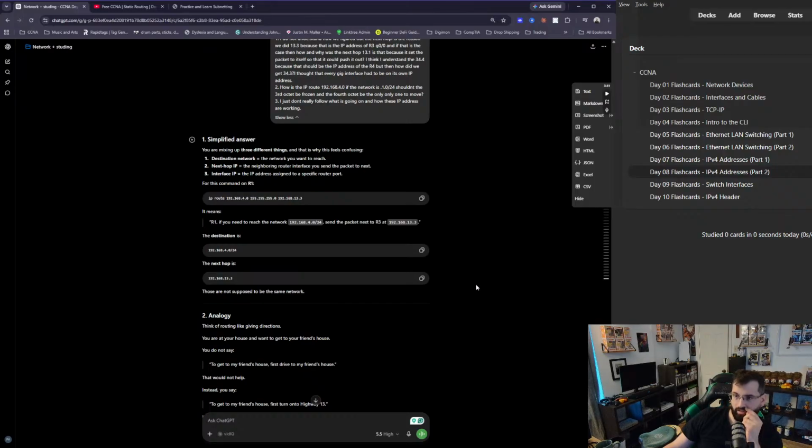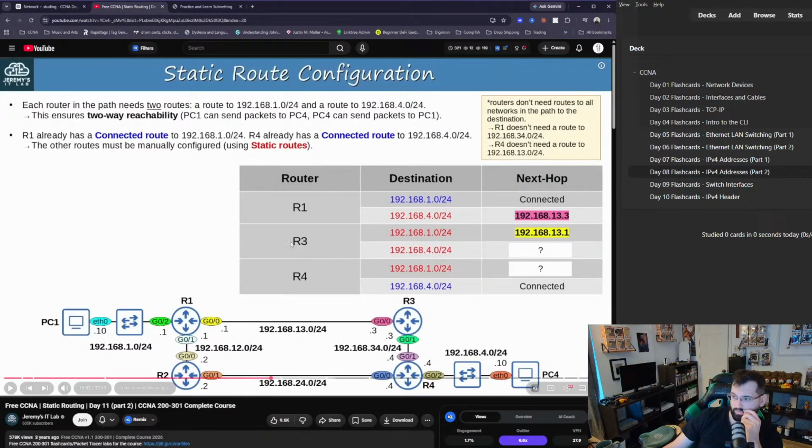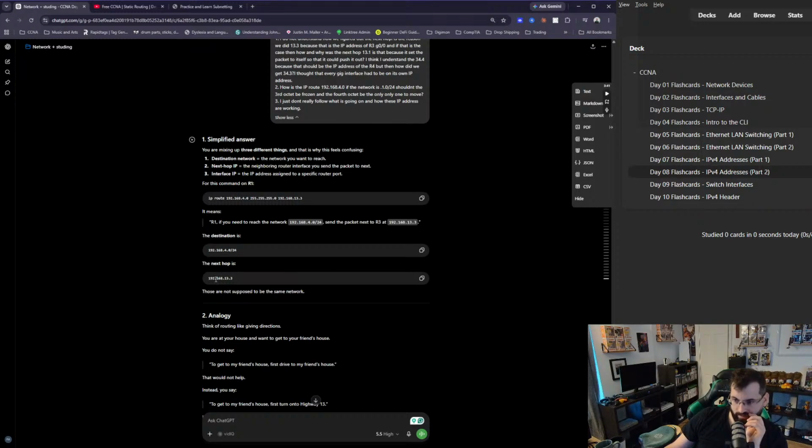Okay, I understand that 13.3 is inside the network of 13.0/24. What I don't understand is that 13.3 is not labeled anywhere on here. So why is it going there? Why is that the next hop? Okay, no, point 3 is here. Point 1. Okay, so because that's the next hop. Okay, those are not supposed to be the same thing.